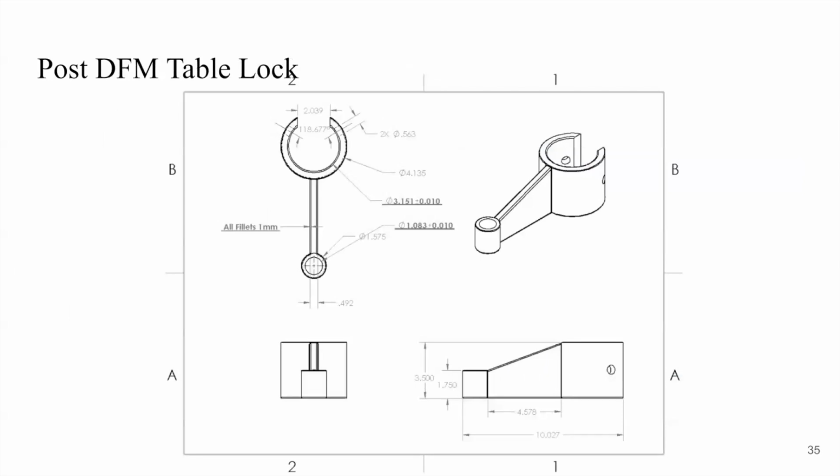As mentioned, this redesigned part has filleted edges and a uniform wall thickness to suit die casting better. All fillets are 1 mm, and the changed dimensions are shown in bold and underlined.